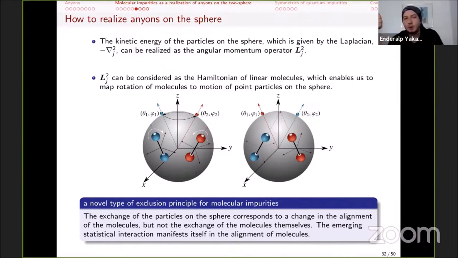But there is another important thing. Here, the statistic parameter manifests itself in the alignment of molecules. And we know that the alignment of molecules is easy to access experimentally. You know, there is a big challenge in observing anyons: how to detect this statistical parameter. And this is really a promising way. Okay, this is how we realize impurities.